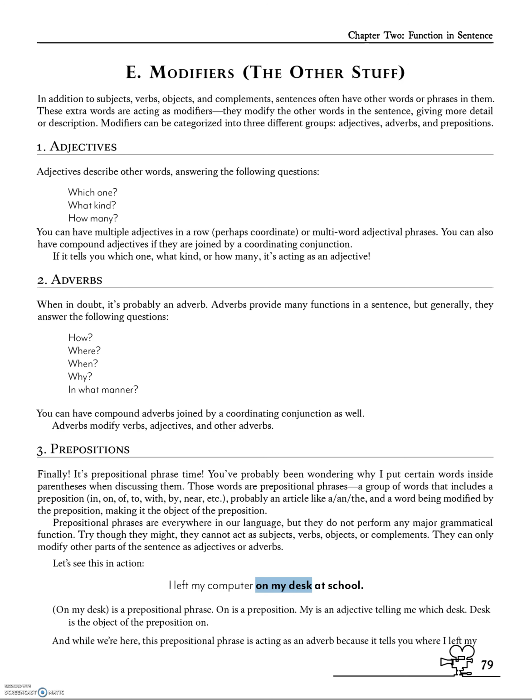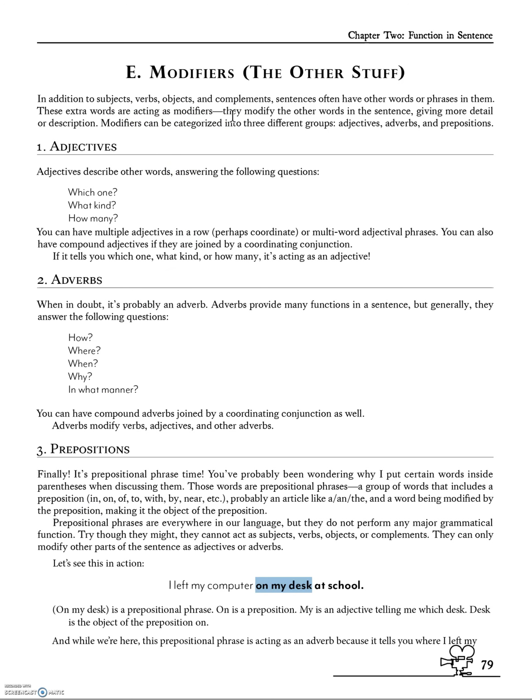This video is about Chapter 2, Section E, Modifiers. We finally made it! We're at the end of Chapter 2. So far you've learned all about the other word functions in a sentence. You've learned about subjects and verbs and objects and complements. But what about all those other words?